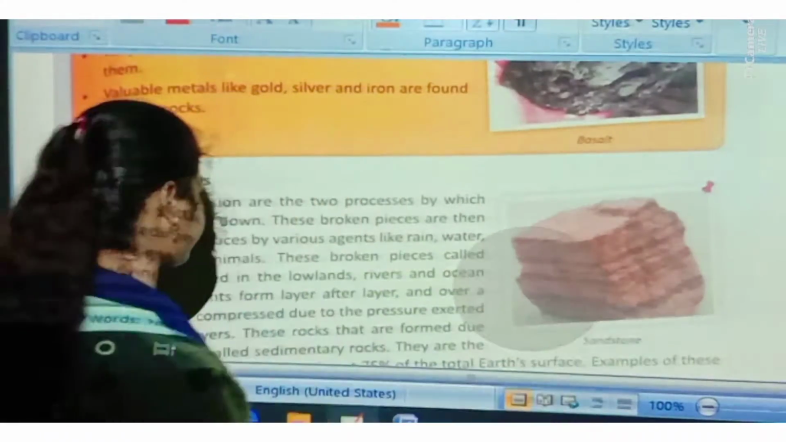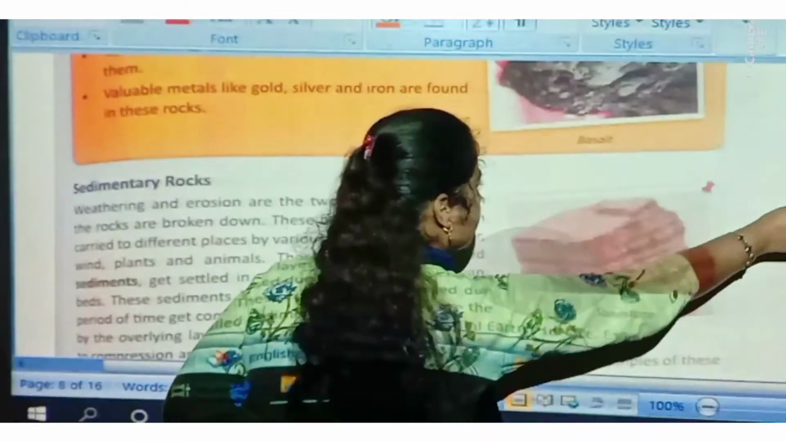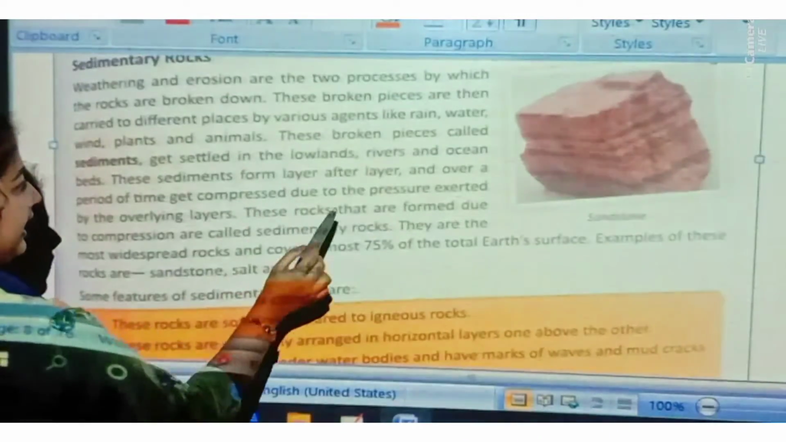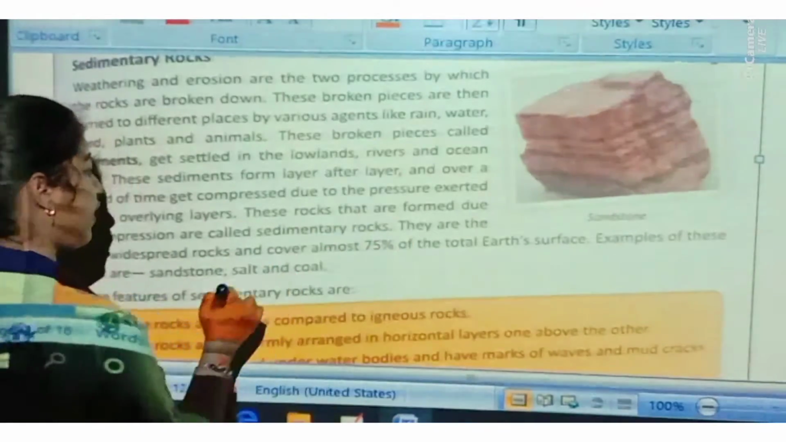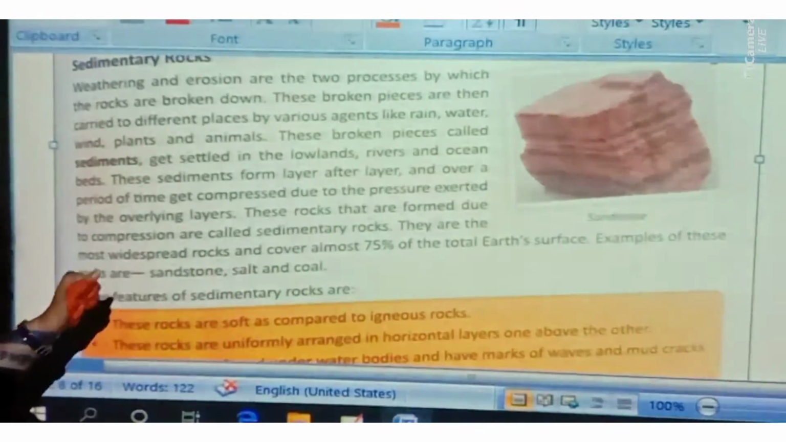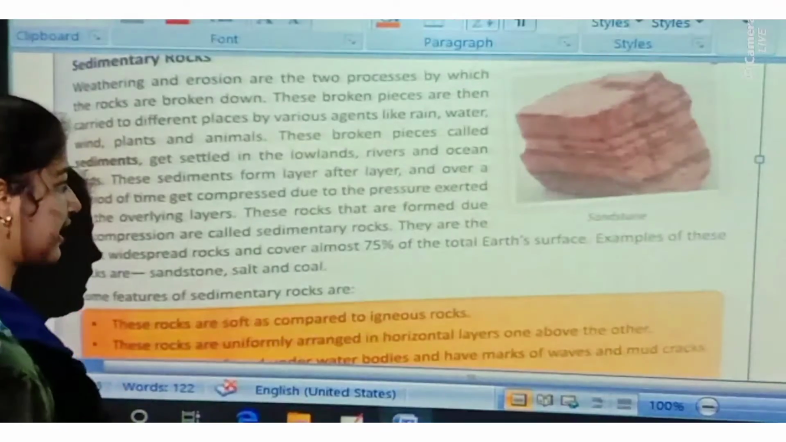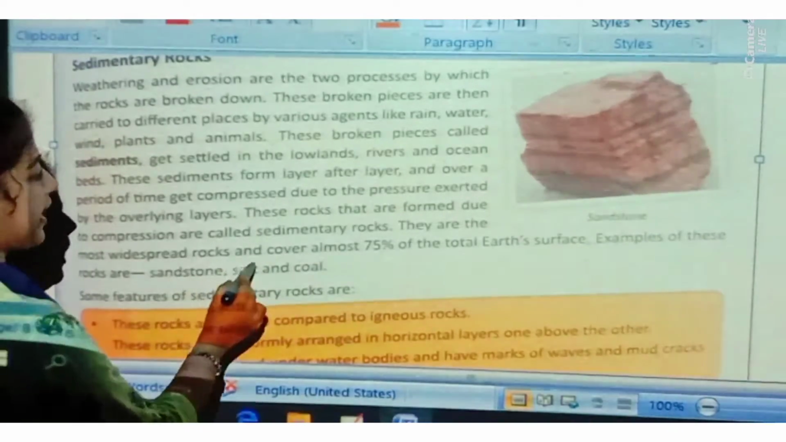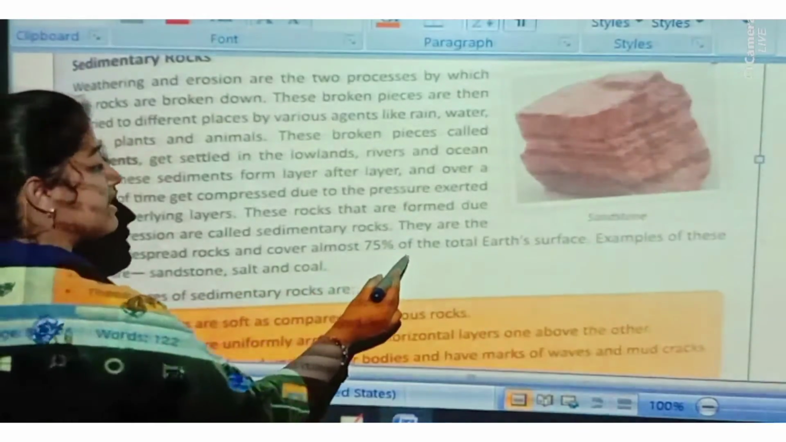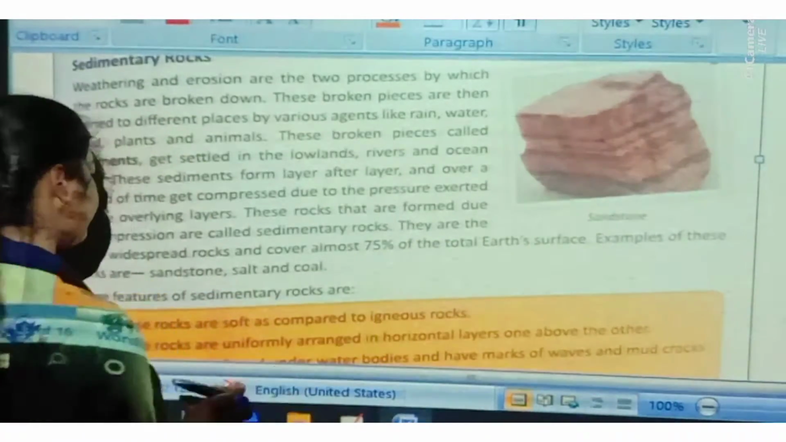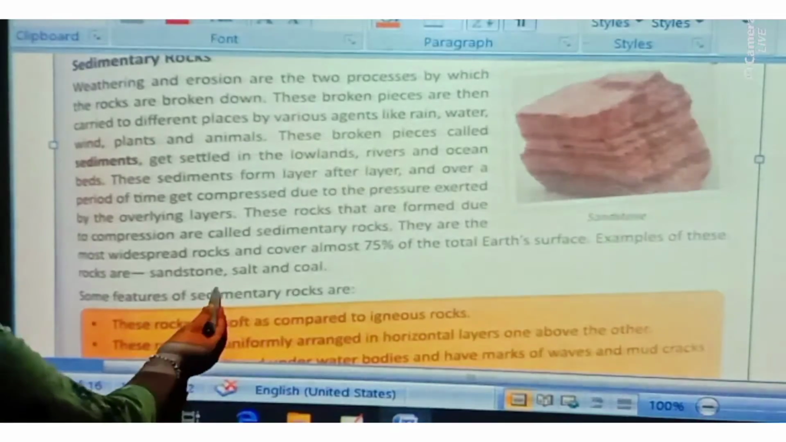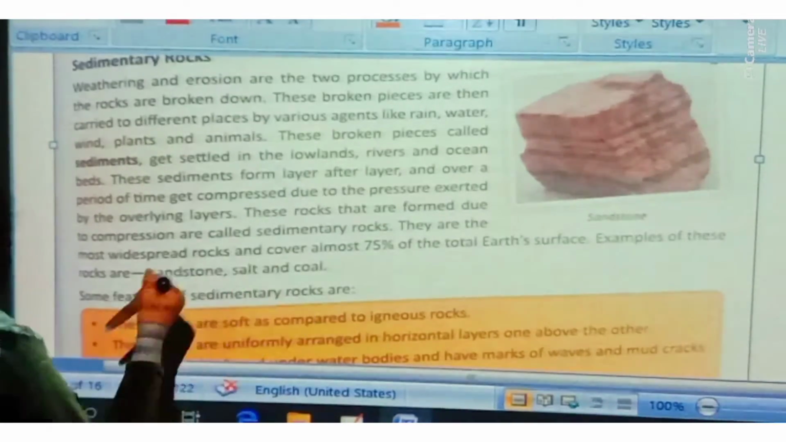In that sense, we can say that the pressure exerted by overlying layers forms these rocks due to compression, and they are called sedimentary rocks. They are the most widespread rocks, covering almost 75% of the total earth surface. Examples of these rocks are sandstone, salt, coal.